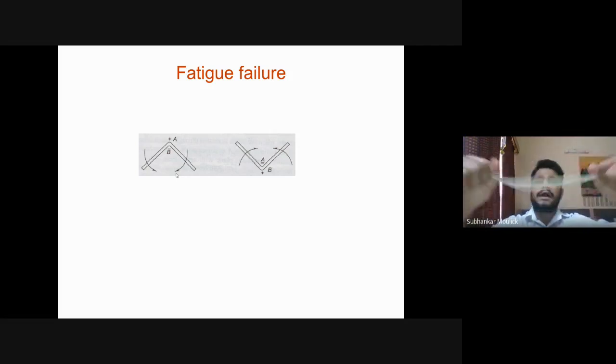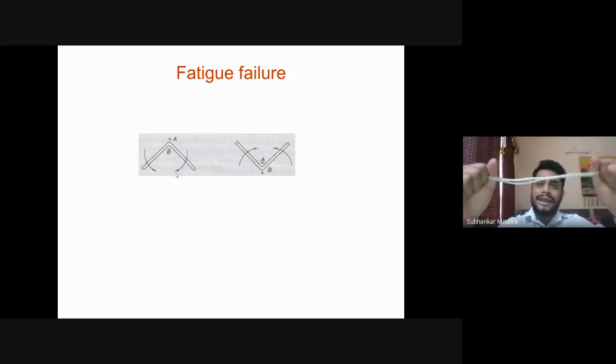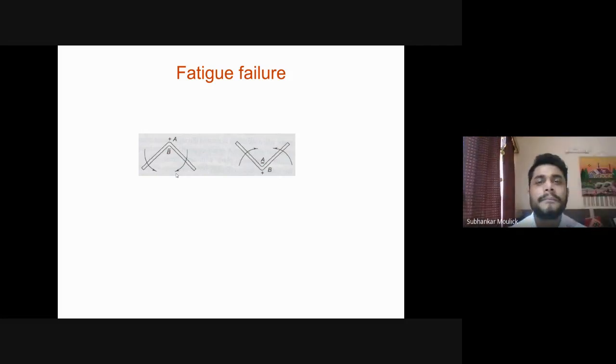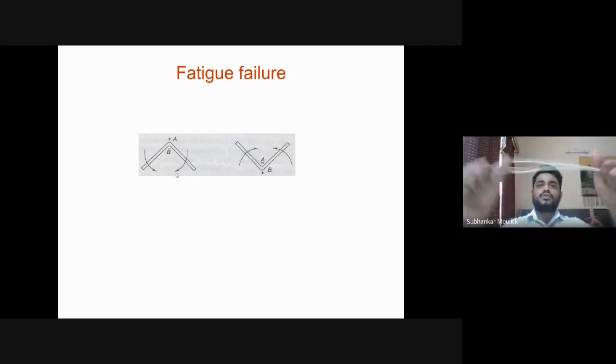I am applying a tensile load at the two ends of the wire. Can this wire be broken very easily? Yes or no? Yes, sir. How?